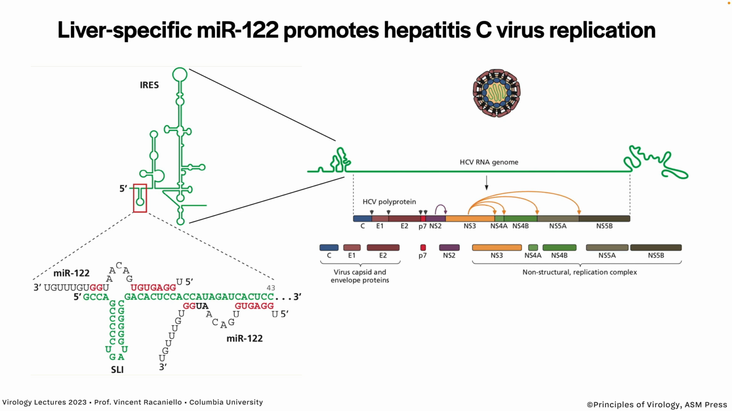And the 5' non-coding region of hep C is highly structured with stem loops. And at the very 5' end, there are two binding sites for miR-122. There's one there, and there's one there. And without that binding, the virus will not reproduce. The RNA does not reproduce.